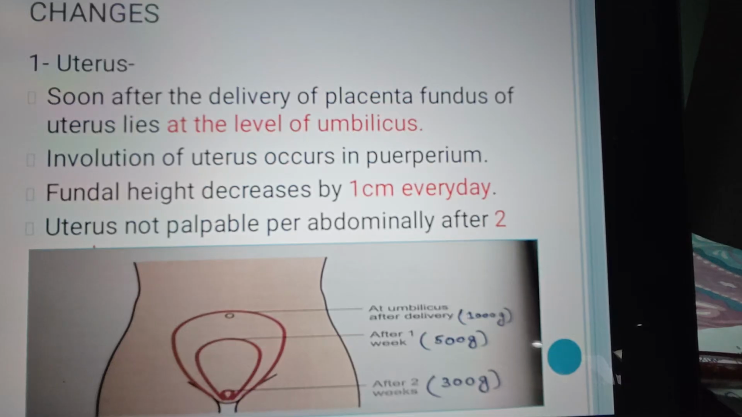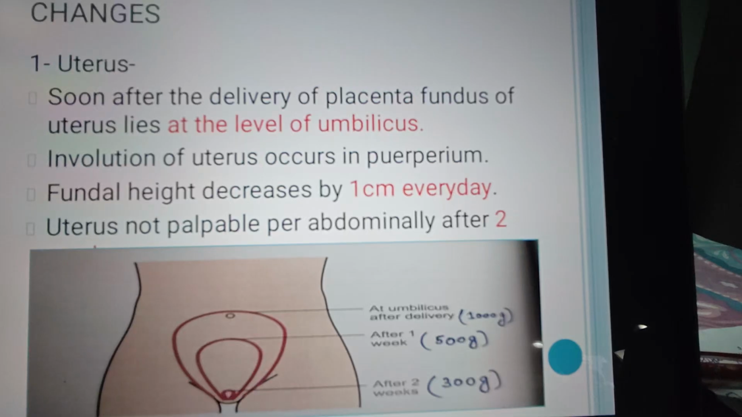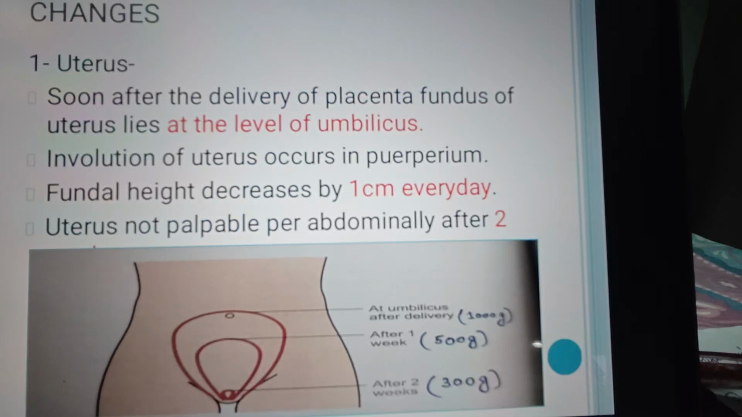So just after delivery, the uterus lies at the level of the umbilicus, and it weighs 1000 grams or 1 kg. After 1 week, the uterus involutes and the weight becomes 500 grams. Then after 2 weeks, the weight is 300 grams and the uterus is not palpable per abdominally. So this is a question: after how many weeks does the uterus become a non-palpable organ? It is after 2 weeks of delivery.